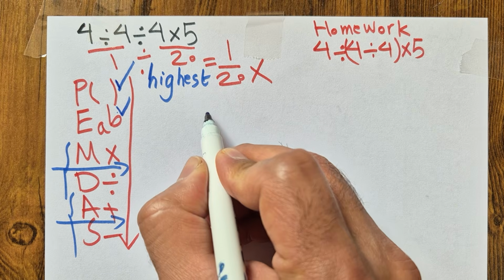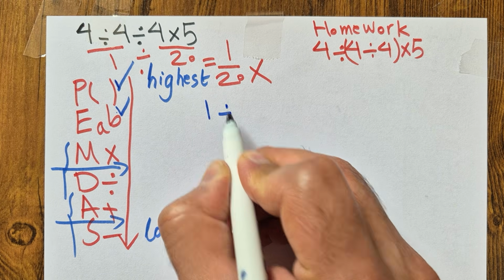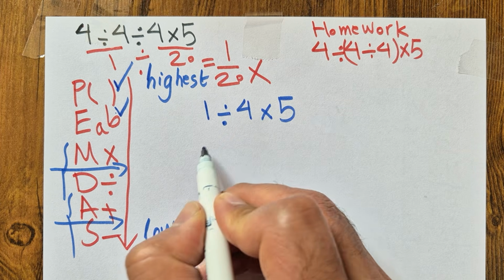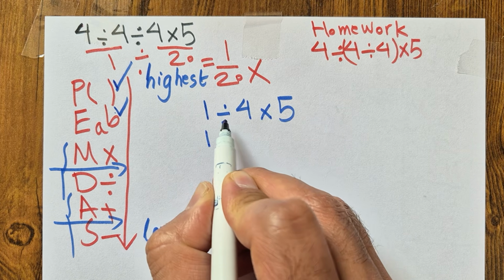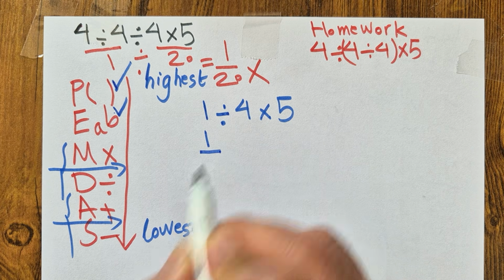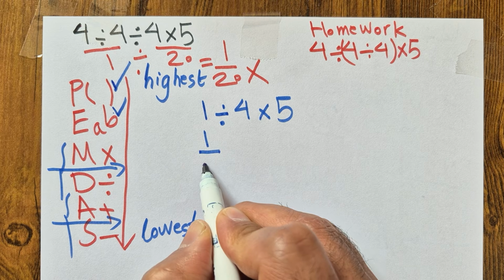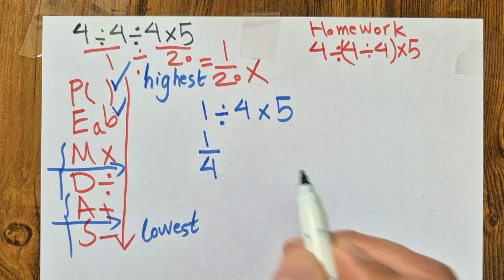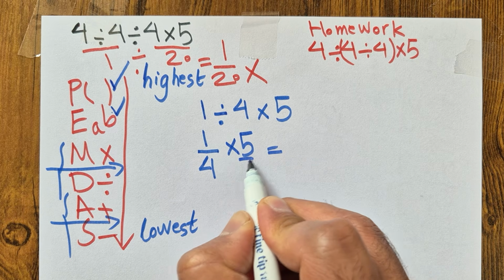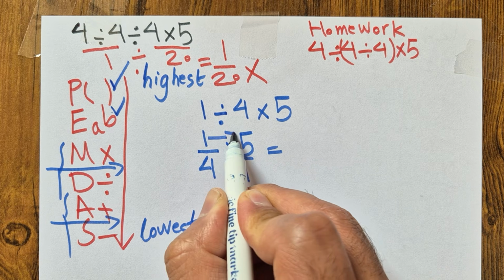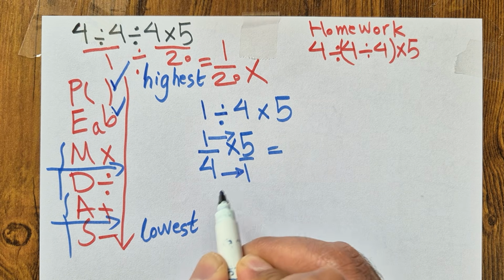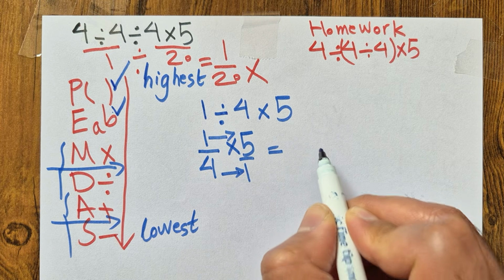4 divided by 4 gives us 1. 1 divided by 4, and then times 5. So that's just division and multiplication again from left to right. 1 divided by 4 gives us 1 over 4, 1/4, and then times 5, so you can multiply the numerators or the upper part, and then multiply the denominators or the lower part of the fraction.